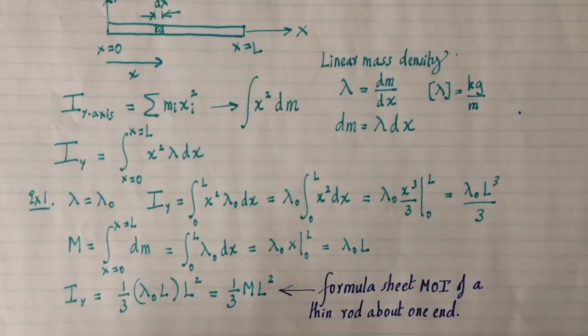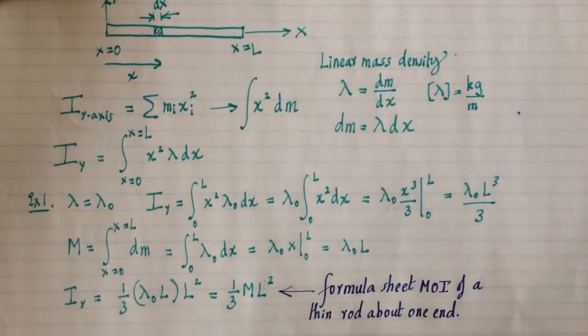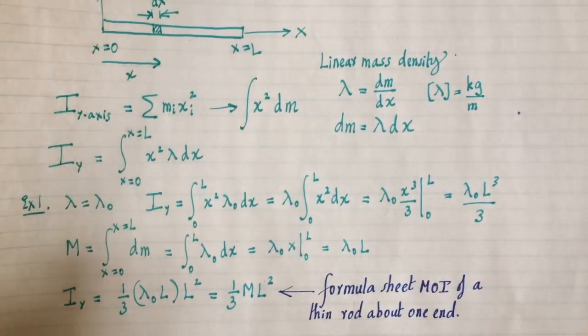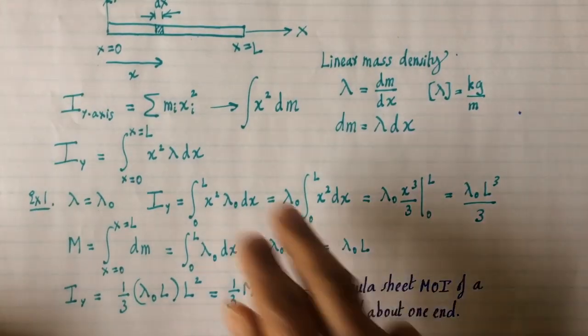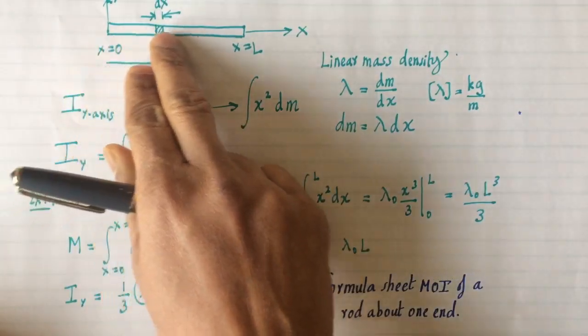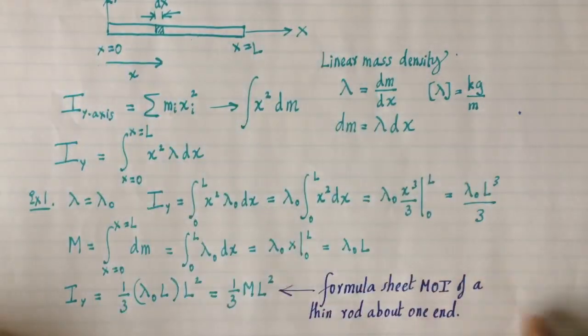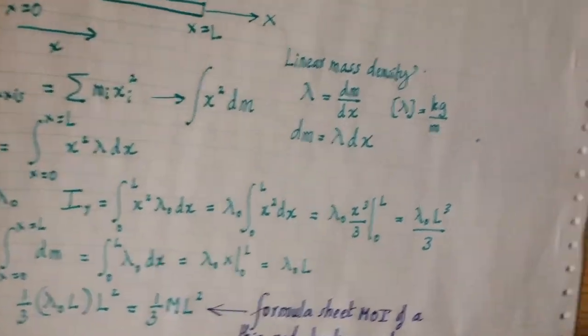Let's try another example, and this would be one where the moment of inertia actually is different because lambda depends on x. So let's try that.